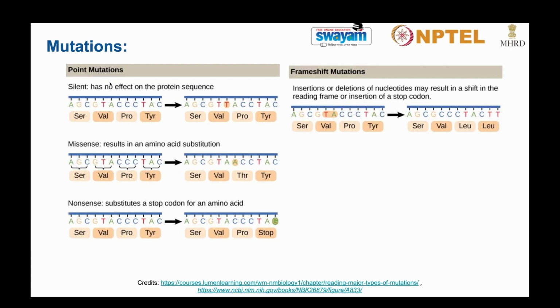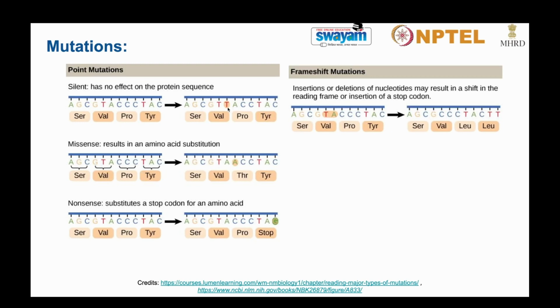So if we talk about point mutations, then as the name suggests, point means there will be a mutation at a single nucleotide region. In this, even if a single nucleotide changes, it can lead to no effect at the level of proteins. That type of mutation is known as silent mutation, which has no effect on the protein sequence.